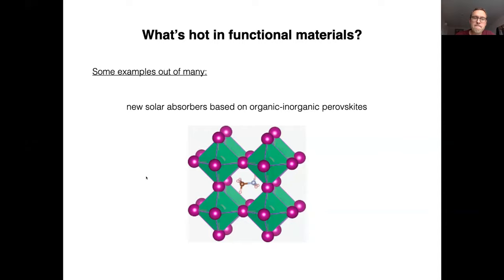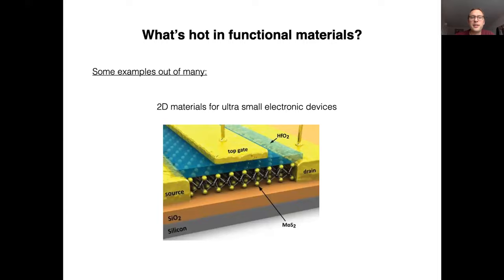Then another hot topic that's very close to my own heart is the research on low dimensional materials in general and two dimensional materials in particular for development of ultra small electronic devices. Here you see a picture of a transistor whose central component is a monolayer of molybdenum disulfide, which is a two-dimensional semiconductor with a band gap not too dissimilar from silicon. So there is hope that by replacing silicon in transistors with these two-dimensional materials, you could further shrink components and thereby increase performance of electronic devices.